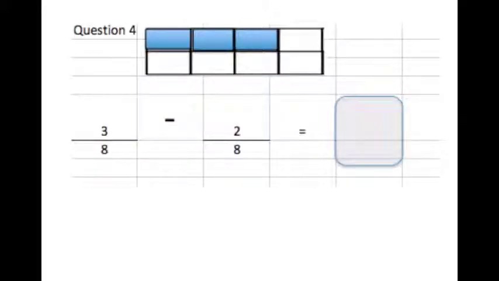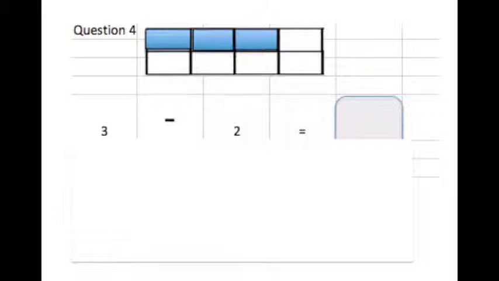Question 4. Fractions. 3/8 take away 2/8, what does that equal? Well, we've got 3/8 coloured in, 1, 2, 3. If we took away 2 of them, we'd have 1/8 left, obviously. But as with fractions, we can do this without a picture, because as long as the denominators are the same, we can ignore them and deal with the numerators. And we end up with 3 take away 2, which is 1.